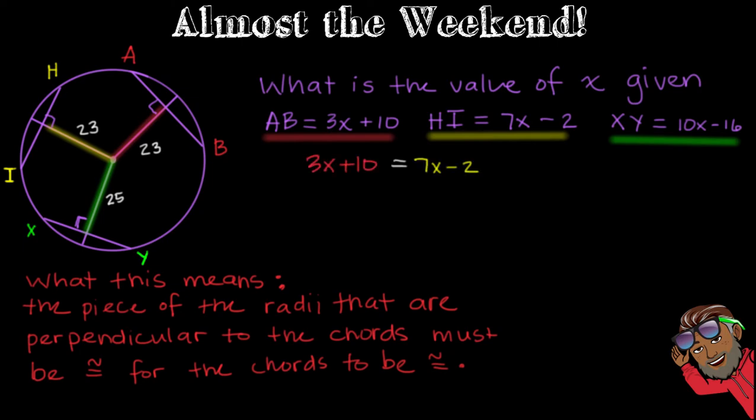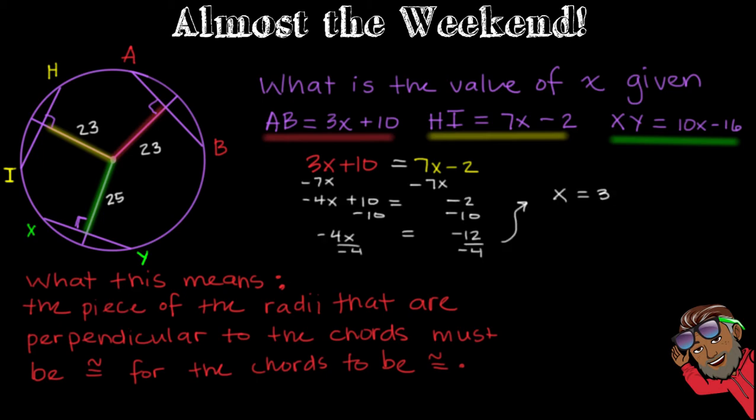So I'm going to set up that chord AB, the 3x plus 10, must be equal to the chord HI, which is 7x minus 2. So these two things have to be equal. Once you have that set up, your geometry is pretty much done. Now it's just Algebra 1. You're going to solve this by subtracting the 7x from both sides, then isolating the variable x by subtracting 10 and then dividing both sides by -4. All right, so this gives an answer of x equals 3.